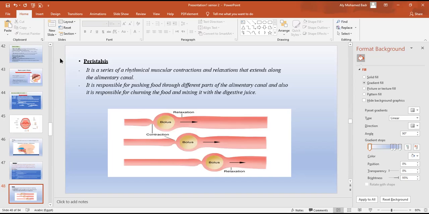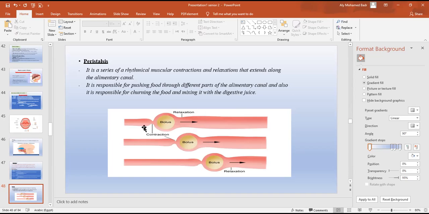Inside this esophagus, the action of peristalsis takes place. It is a series of rhythmic muscular contraction and relaxation that extends along the alimentary canal. This is responsible for pushing food through different parts of the alimentary canal, and for churning the food and mixing it with the digestive juice. This is how the peristalsis takes place.